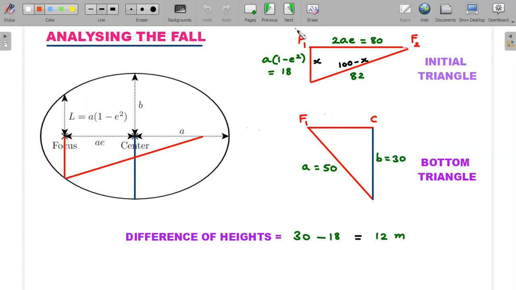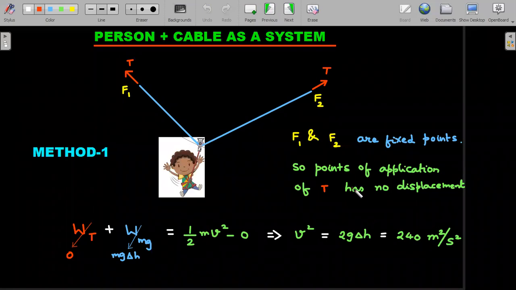So let's move on to the next slide. The choice of your system becomes very important in dealing with the work done by tension. So I'll give you method one. In the next page, I'll go ahead with method two also of revealing how the work done by tension becomes zero. If I take the person and the cable as the system, that means this cable is also part of my system along with the person here, then the points of application of the tension would be at the points of foci. And these F1 and F2 are fixed points, and therefore the points of application of this tension have no displacement, and therefore the work done by tension becomes zero.